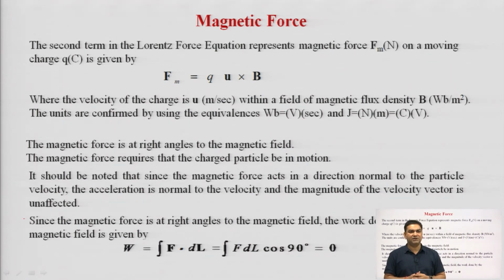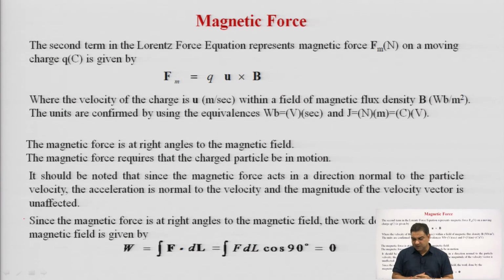It should be noted that since the magnetic force acts in a direction normal to the particle velocity, the acceleration is normal to the velocity and the magnitude of the velocity vector is unaffected. Here, for the cross product u cross B, the resultant will be in the direction perpendicular to the velocity as well as the magnetic flux density.